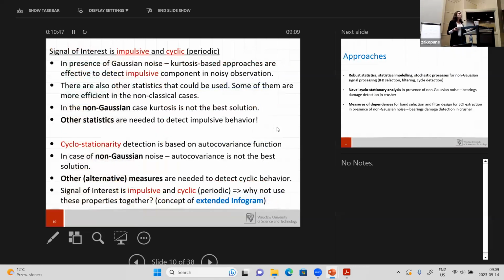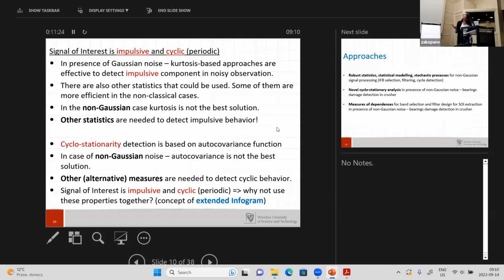Okay, so as I said, from the mathematical perspective, the problem seems to be very easy. Find cyclic impulses that are hidden in the noise. However, because of the challenges that I mentioned, this is not an easy task. And actually, what is the state of the art in this area? There are two approaches. The first one is to find the impulsive behavior of the signal, because the cyclic impulses are also impulses. And the second approach is cyclic behavior identification.